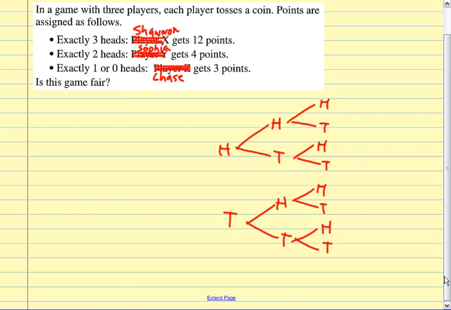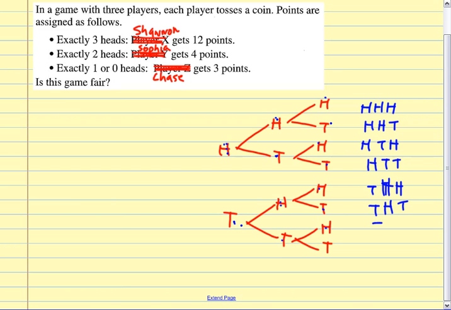Okay? So do you see the first one I've got is heads, heads, heads? Do you see that the next one is heads, heads, tails? Then it's heads, tails, heads. Then it's heads, tails, tails. Then it's tails, heads, heads. Tails, heads, tails. Tails, tails, heads. And then the last one is tails, tails, tails.